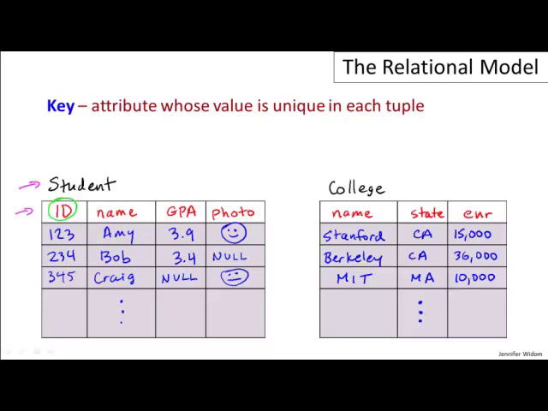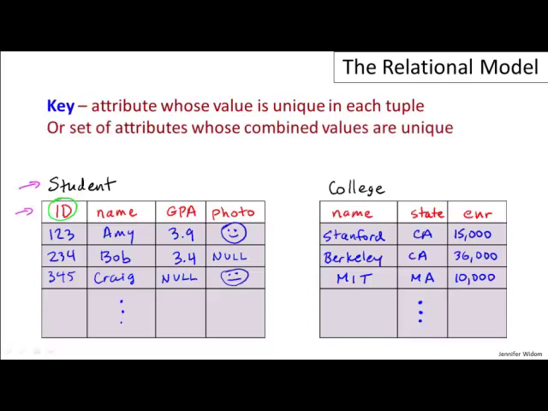Thinking about the college relation, it's a little less clear. We might be tempted to say that the name of the college is an ID, but actually college names probably are not unique across the country. There's probably several colleges named Washington College, for example. We're allowed to have sets of attributes that are unique, and that makes sense in the college relation. Most likely the combination of the name and state of a college is unique, and that's what we would identify as the key for the college relation.